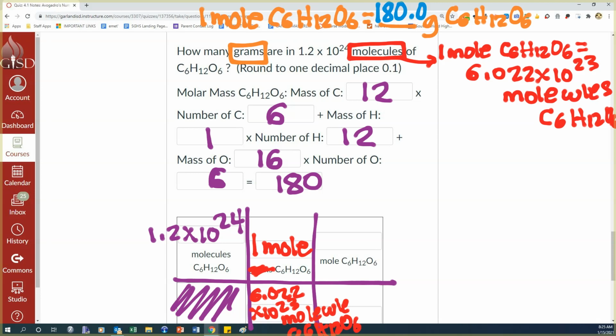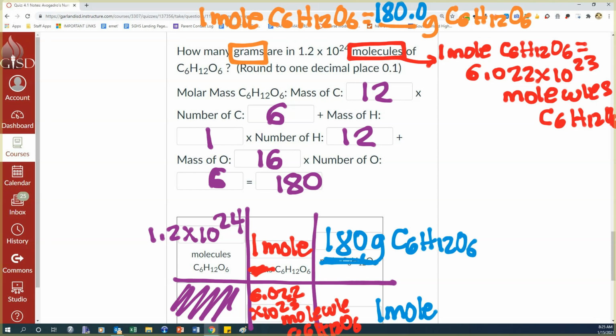Remember guys, boxes across should have the same unit. Therefore, the bottom one should be 1 mole. Since we already have used up this conversion factor, we're going to use the other one. So the other one is 180 grams of C6H12O6. And there you go. That's how it should work out.